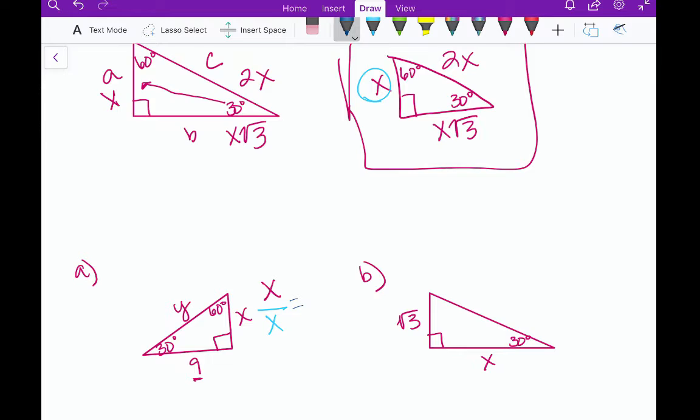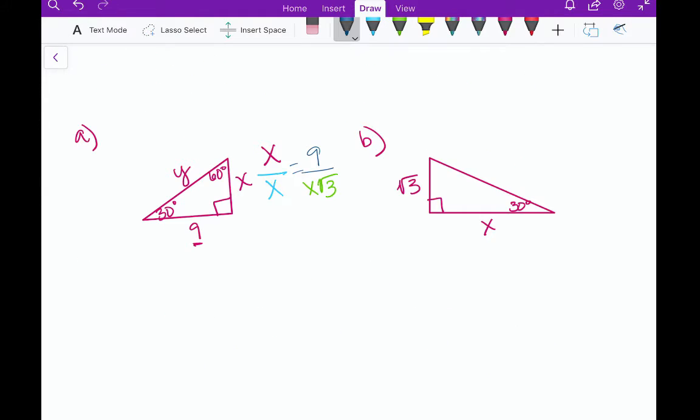equals, and then I need to use the 9, so 9 over, and then 9 corresponds with the side across from the 60-degree angle, which is this guy. So that's going to be over x square root of 3. All right, so this is going to be a little bit tricky here, but we're going to get through it. So I have 9x equals x times x square root of 3. Okay, so 9x equals x squared square root of 3.